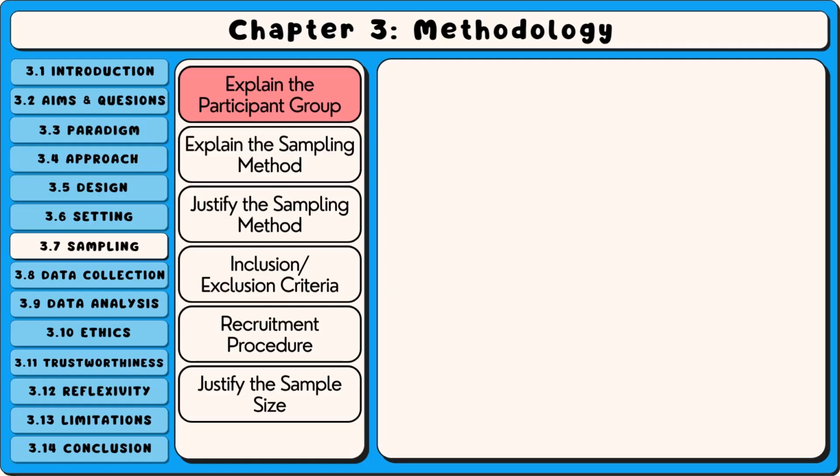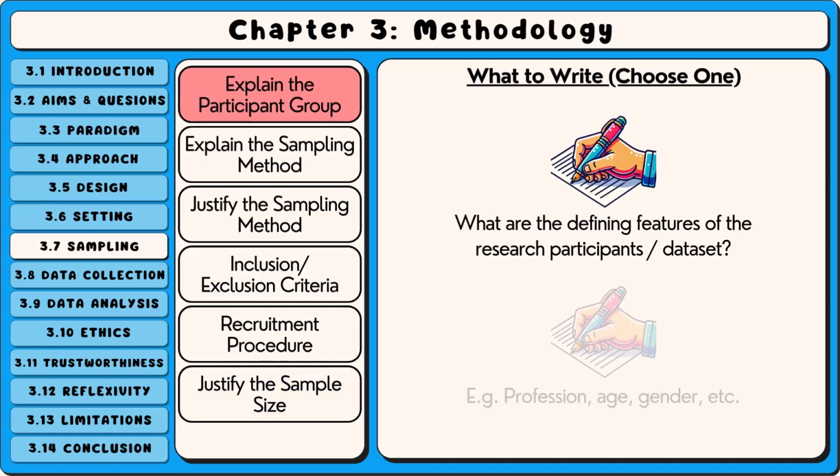First, explain the participant group. Second, explain the sampling method. Third, justify the sampling method. Fourth, set an inclusion-exclusion criteria. Fifth, explain your recruitment procedure. And sixth, justify the sample size.